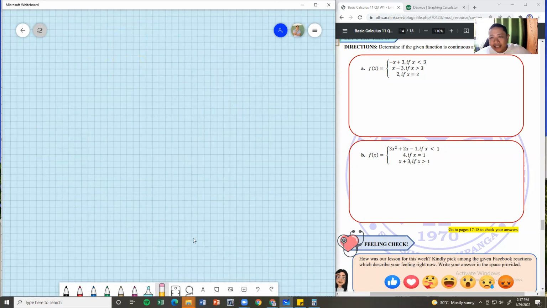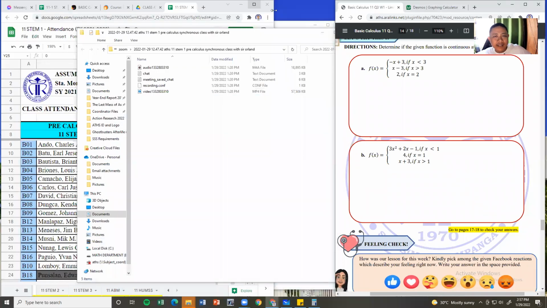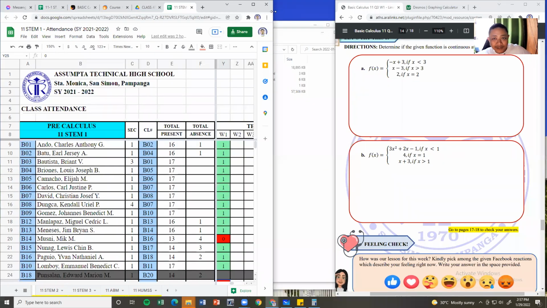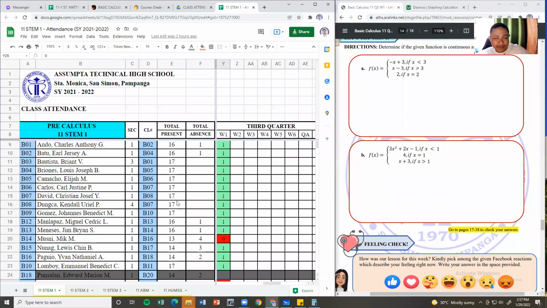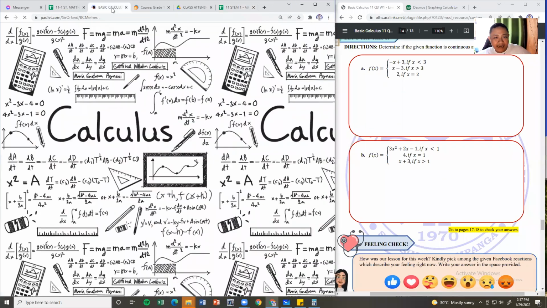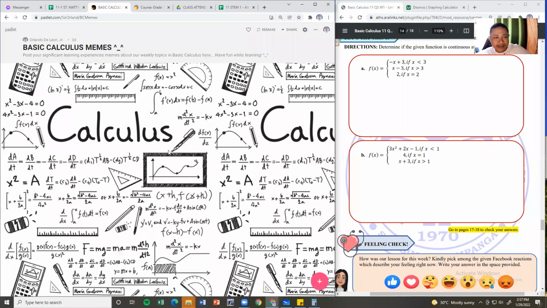Okay. It's now time for us to have a little fun before we end our class, since we're already finished. Of course, surely you experienced a new learning process in basic calculus. And with that, I would like to give you time to do our basic calculus memes. Let me just copy this and paste it in your chat box. Everybody, here's your chat box.